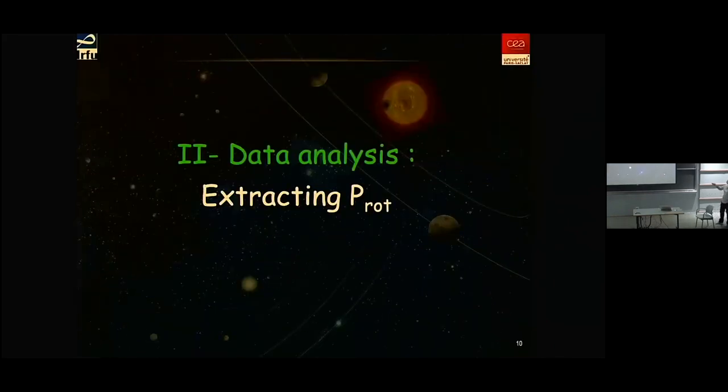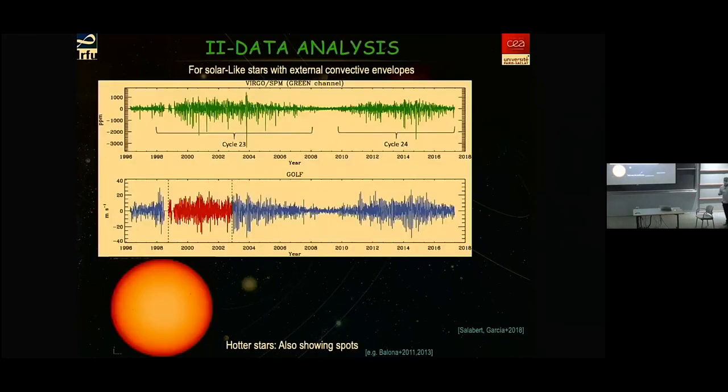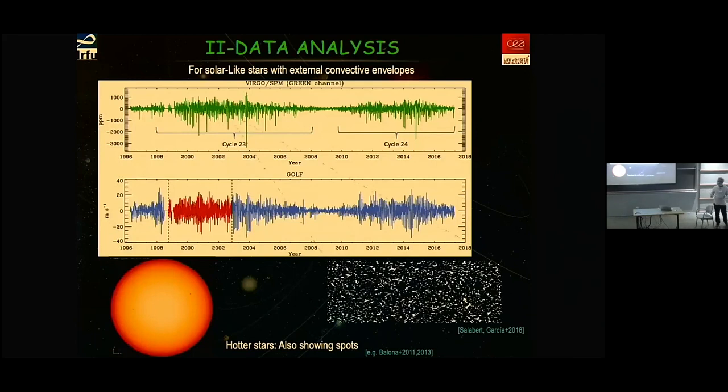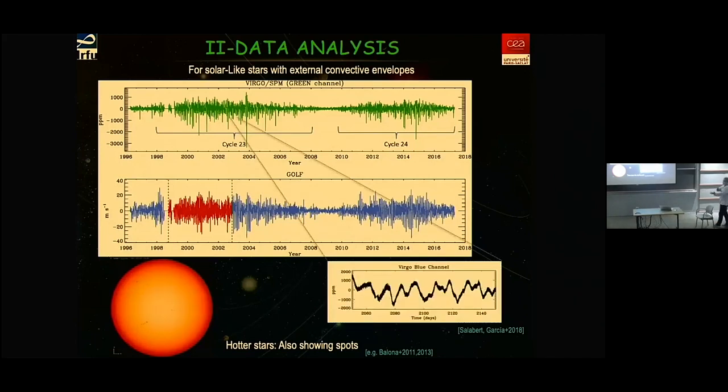So, from the data analysis point of view, how do we extract the rotation period? Solar-like stars have an external convective zone, like the Sun, and due to the magnetism, they have spots. When the spots move over the visible part of the photosphere, as you can see here, that produces a modulation in the light curve. If we track this modulation, we can obtain the rotation period of the star at the latitude where the spots are evolving. So we have a kind of average rotation period in the active latitudes.